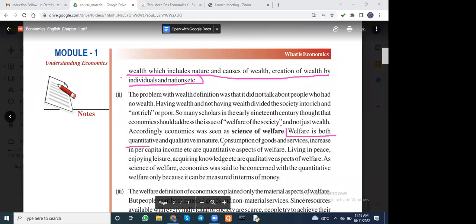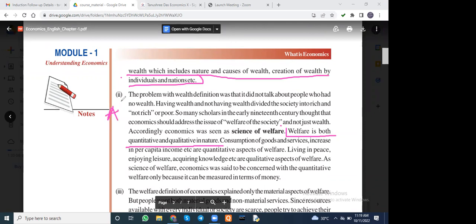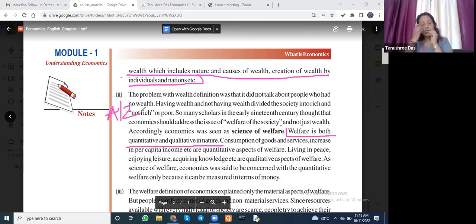Ma'am, is it the third question, no? No, this is answer 2. This is answer 2, not the third question. First part I told about wealth. You will write up to that part. And the second part, welfare is both quantitative and qualitative in nature. So consumption of goods and services, increase in per capita income, etc. are quantitative aspects of welfare. Up to this part, like this, an example also you need to give.